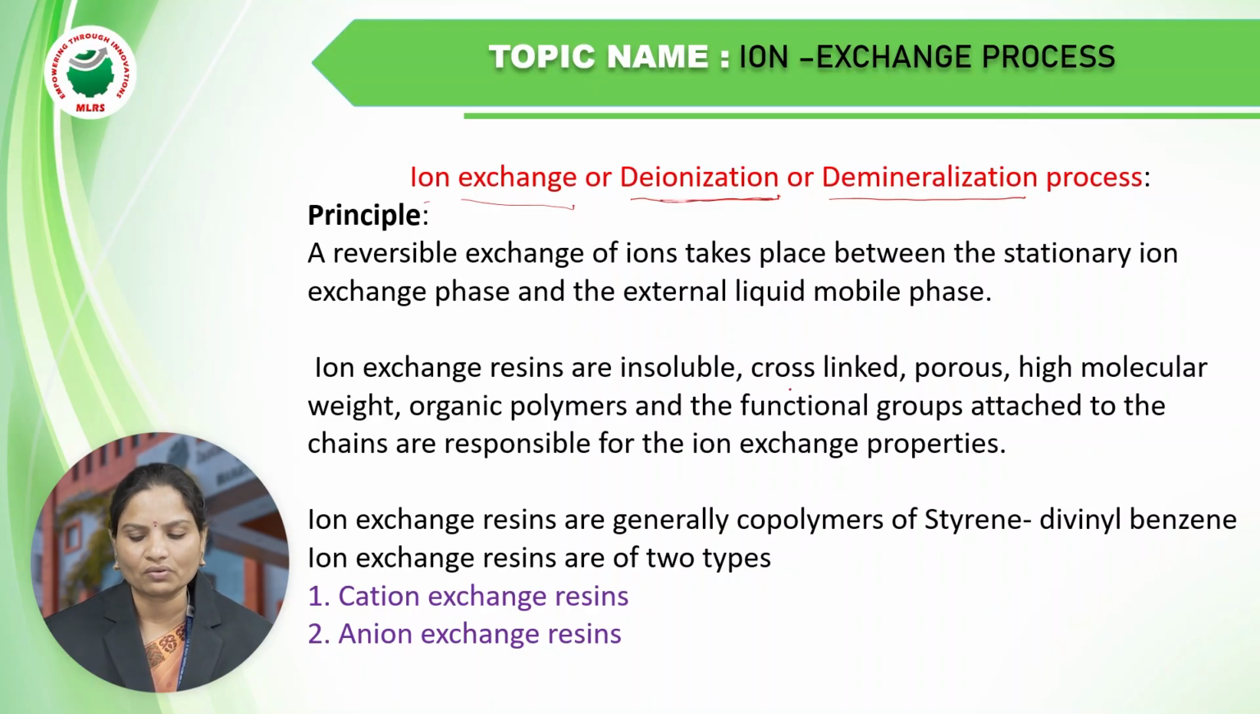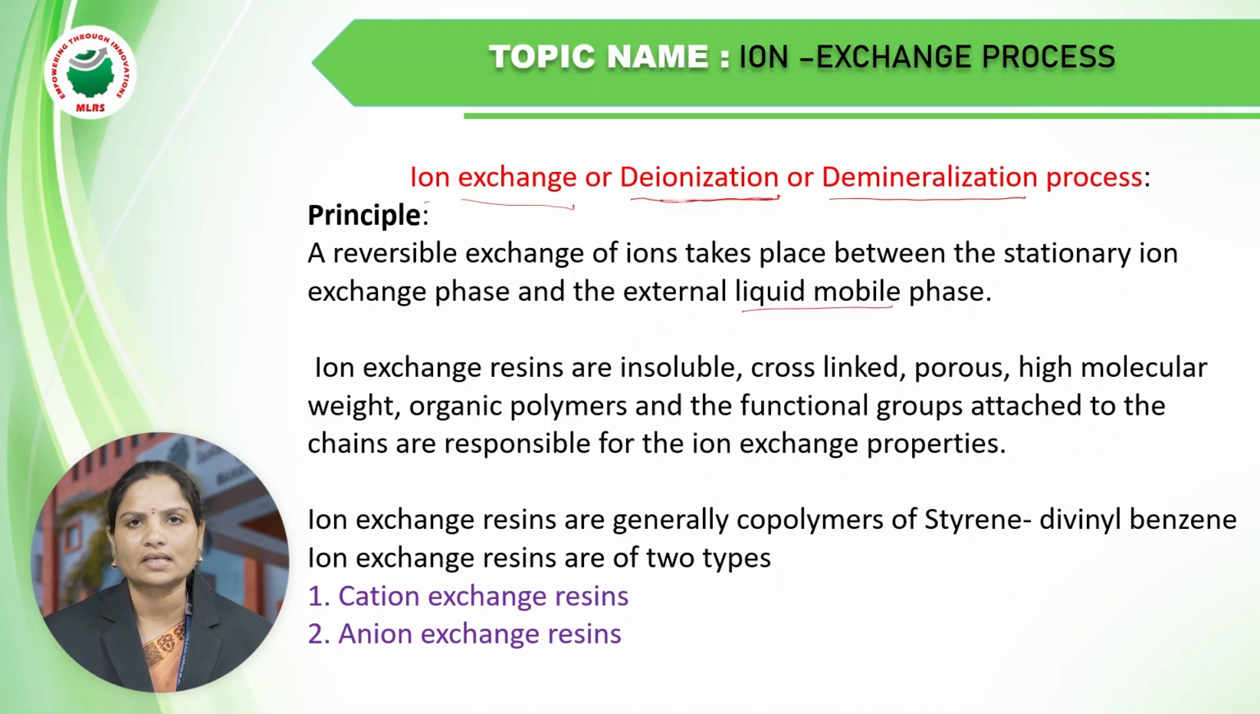So what is the principle involved in this ion exchange process? In this process, exchange of ions takes place between the stationary phase and the mobile phase. Mobile phase means the liquid phase. So the cations and anions can be exchanged, removing the hardness-causing salts and forming pure water using the ion exchange process. In this process, we are using ion exchange resins.